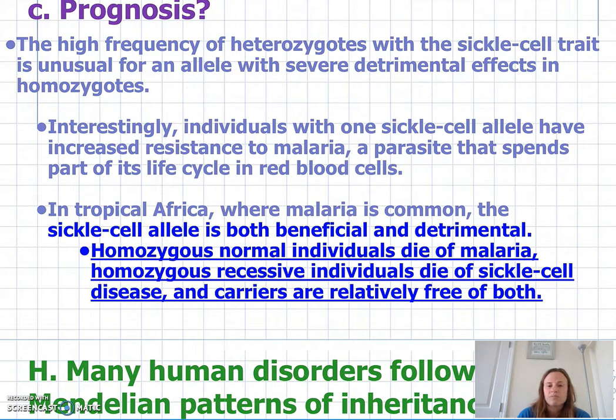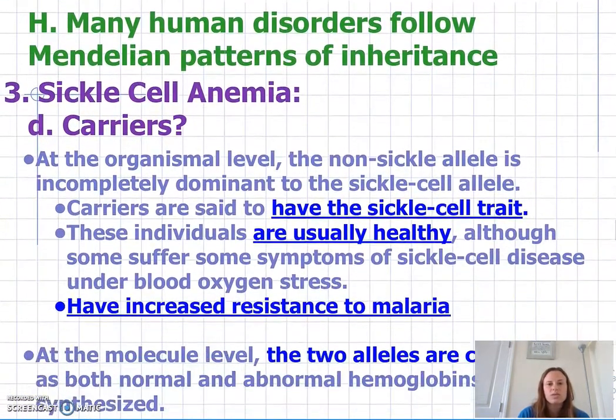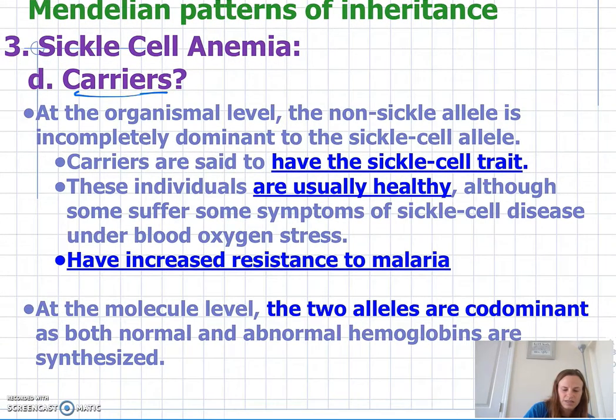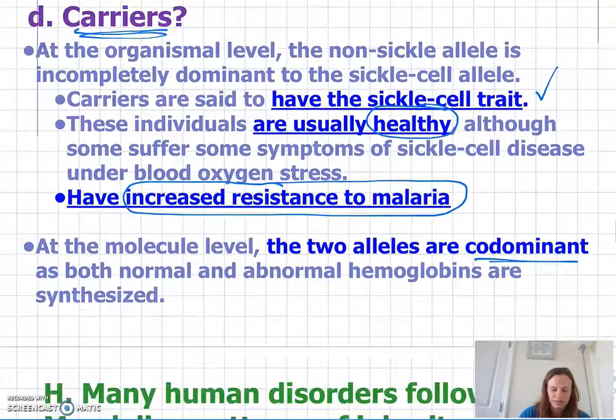If you're homozygous recessive, meaning you are afflicted with sickle cell anemia, you die of that sickle cell anemia. However, if you are a carrier, you are relatively free of both sickle cell anemia and malaria does not affect you. So being a carrier of sickle cell anemia would be preferable if you live in an area where malaria is present, because you have the sickle cell trait. However, you're usually healthy and this gives you increased resistance to malaria. So we call sickle cell anemia codominant because the heterozygous people have both these alleles.